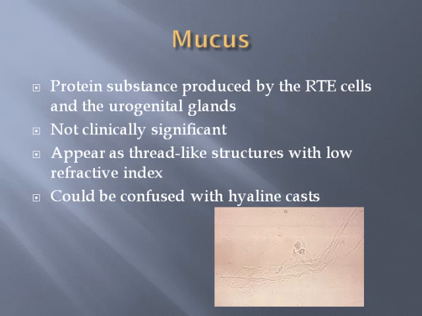Okay, mucus is a protein substance produced by the reticuloendothelial cells in the urogenital glands. Mucus is generally not clinically significant at all, but we still report it. They appear as thread-like structures. They have a low refractive index, and you want to make sure you don't confuse mucus with hyaline casts, although it is very common, both present in urine.